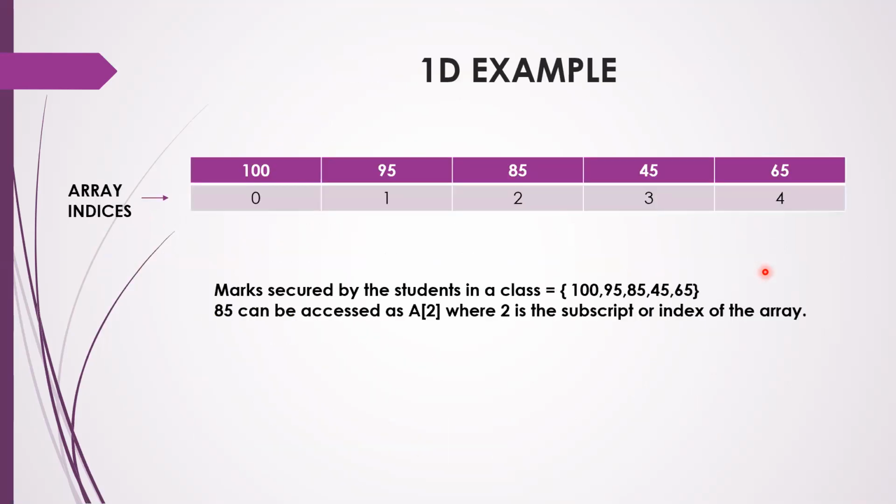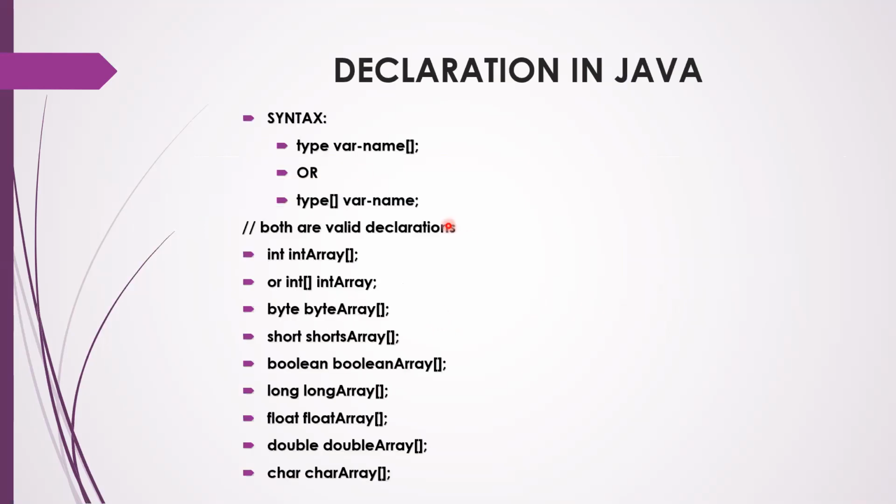So in a one-dimensional array, we have only something like A of 2. Just a single index is used to represent an element. But when you come to two-dimensional, you will have rows and columns. In one-dimensional, there is only a single index like A of 2 or A of 3 or A of 4. So, declaration in Java.